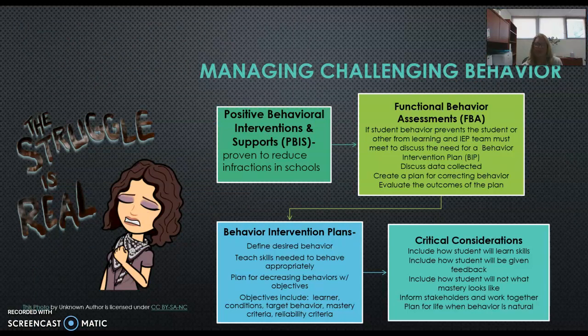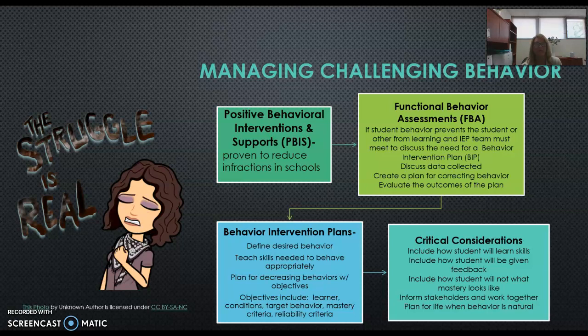Managing challenging behavior. PBIS, or positive behavioral interventions and support, have proven to reduce the infractions in schools. Functional behavior assessments, that's an FBA. If a student's behavior prevents the student or others from learning, an IEP team must meet together to discuss the need for a behavior intervention plan, called a BIP, discuss data collected, create a plan for creating or correcting the behavior, and then evaluate the outcomes of the plan.